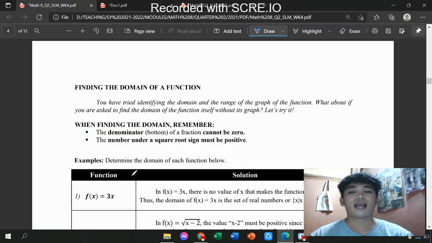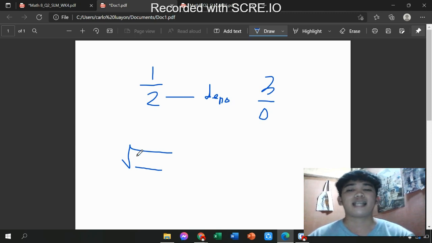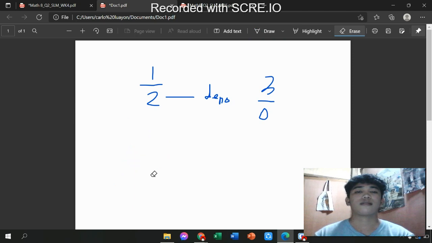So in the event nga 0 ang denominator, dili nato makita ang domain sa function. So dapat dili 0 ang denominator. And then the number under a square root sign must be positive. Kailan mo square root sign? Ingani ang porma sa square root sign. So ang number nga nasa sud sa square root sign should not be negative, dili negative. Kailangan positive ang tanang sulod sa square root sign.